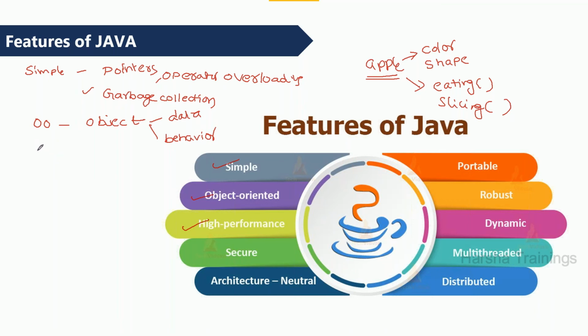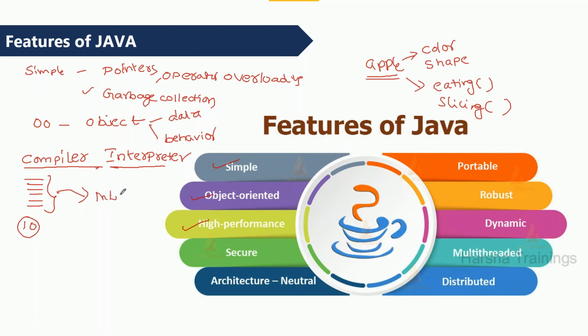Previously I said two points. One is compiler, second one is interpreter, right? These are the two translators to convert high level language into machine level language. Then what is the difference? Why are you using two types? For example, you are writing a program of 10 lines. The compiler converts the 10 lines into machine language at a time.